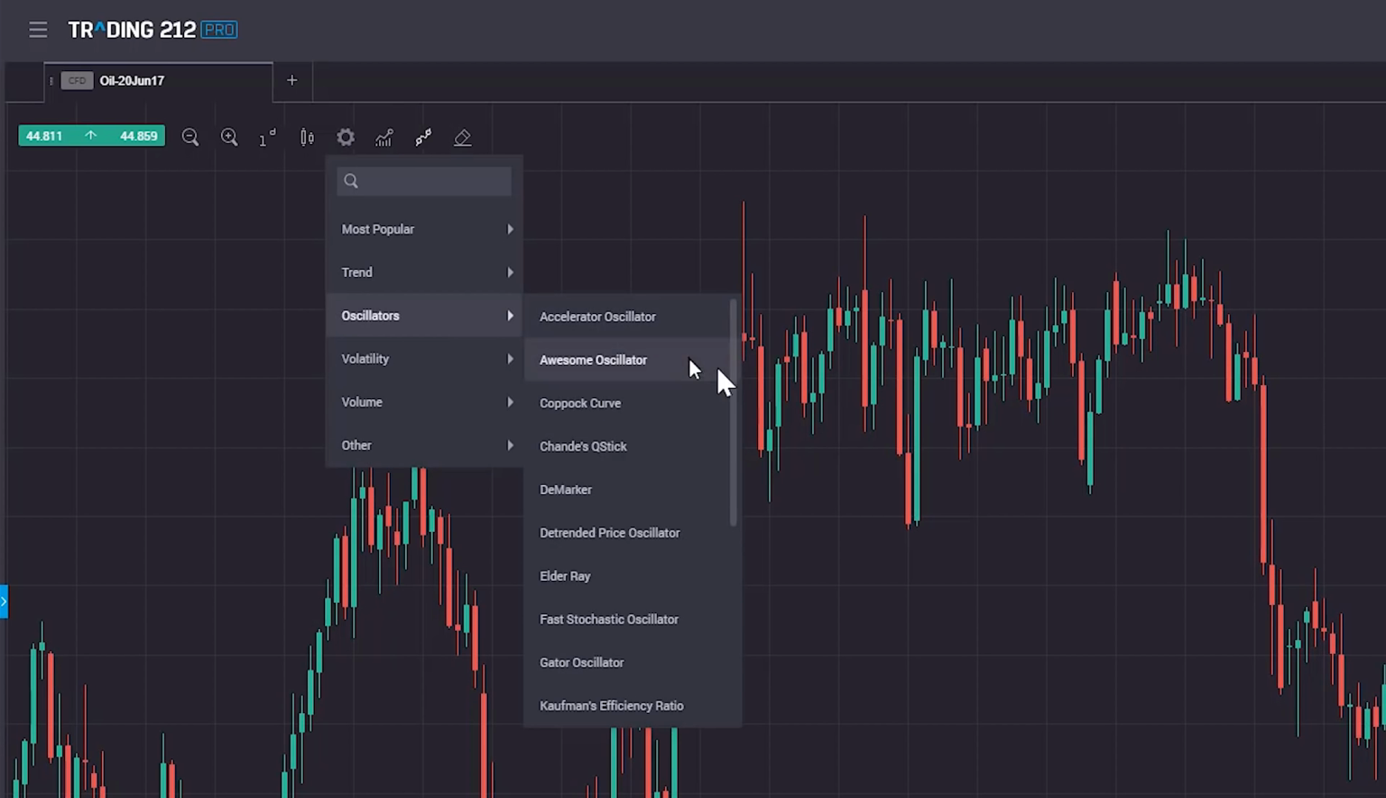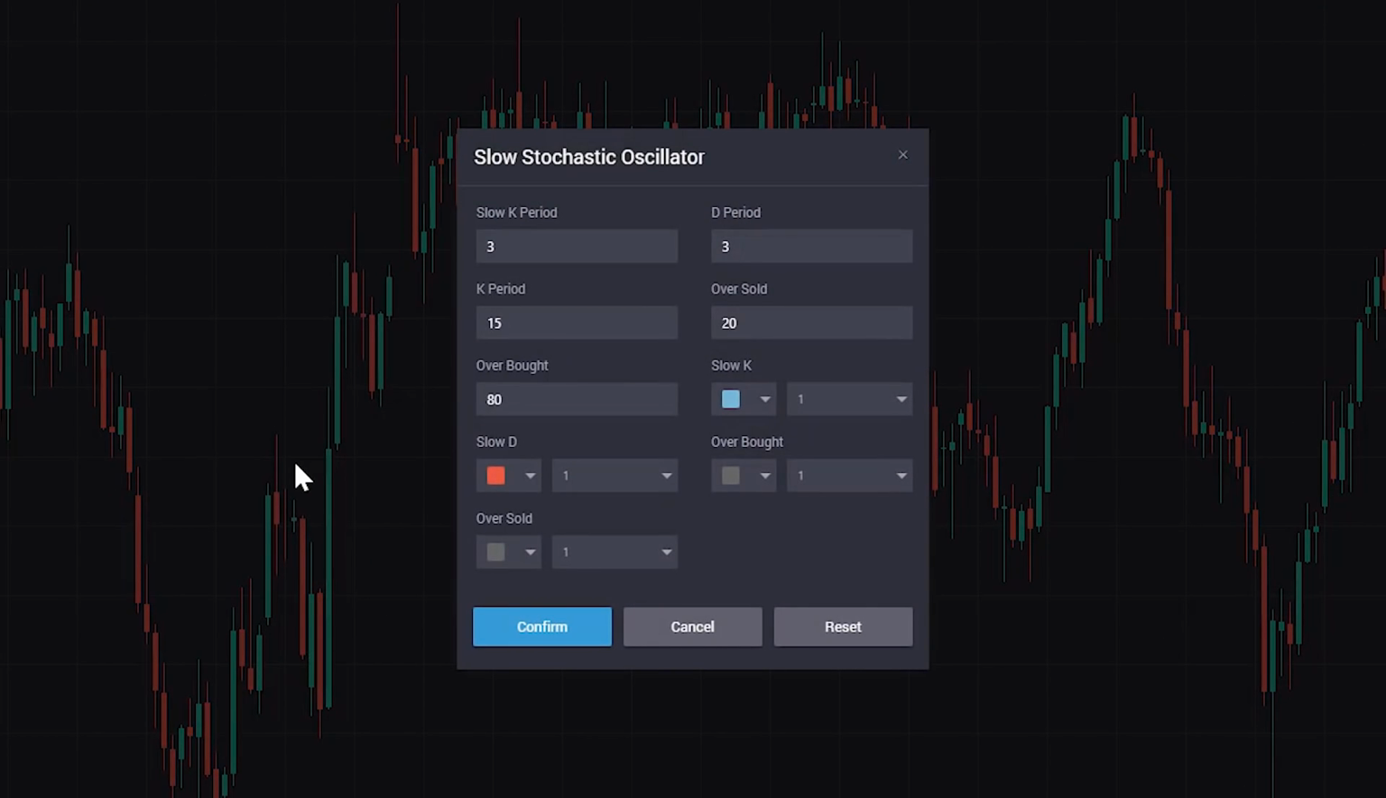It's an oscillator, the slow stochastic, so we're going to scroll down and pick it out of the list here. Here we go, the slow stochastic oscillator. So we'll click on that. I'm going to go for the longer term one. So 10 is the value I'm going to put in.